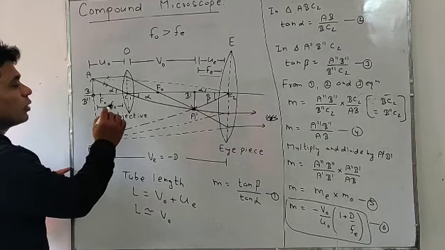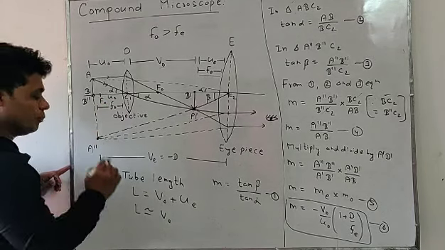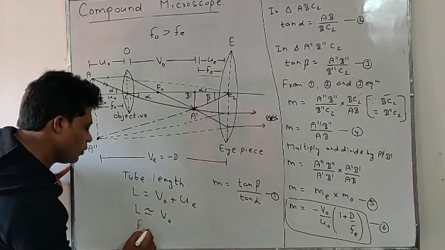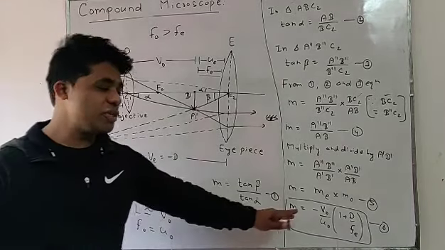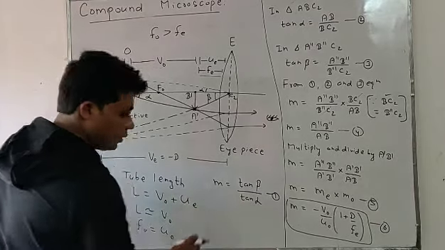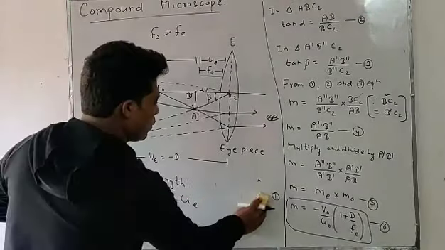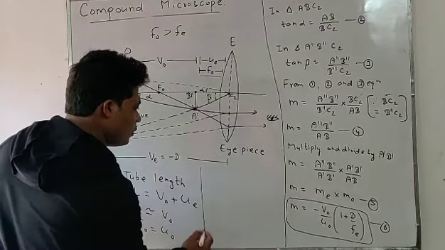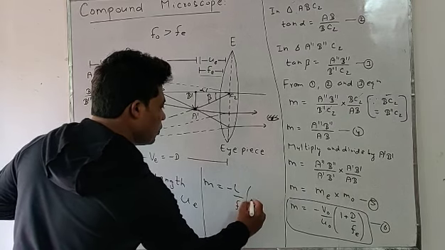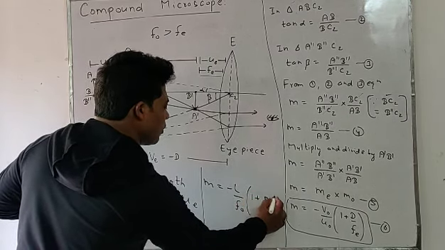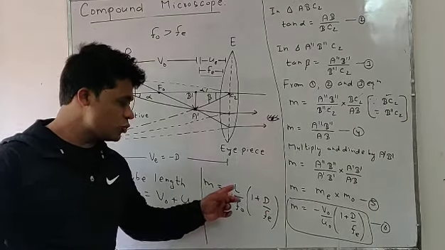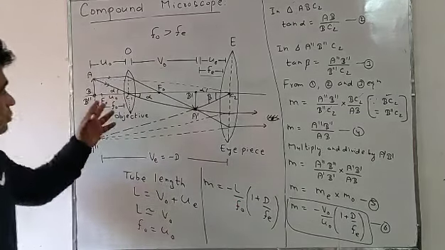And F naught, the focal length of the objective, is equivalent to U naught. So F naught equals U naught. So we can make one change in that main form. F naught is U naught, so we can write the final main form: M equals minus L by F naught times 1 plus D by FE. That is another form of the magnification of the compound microscope, where L is the tube length and F naught is the focal length of the objective. Okay, students.